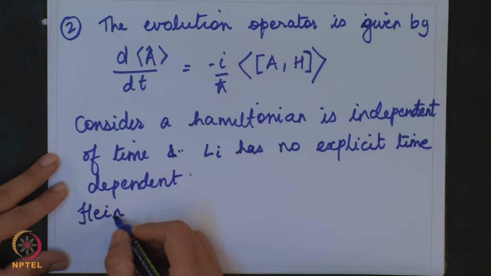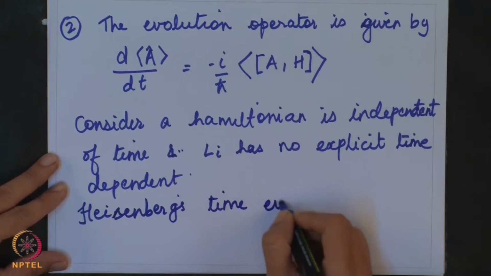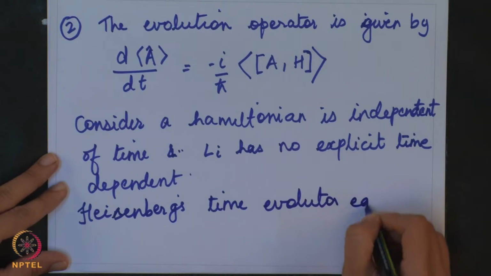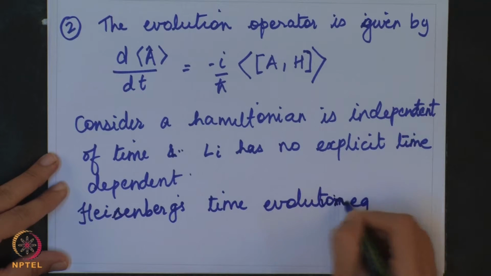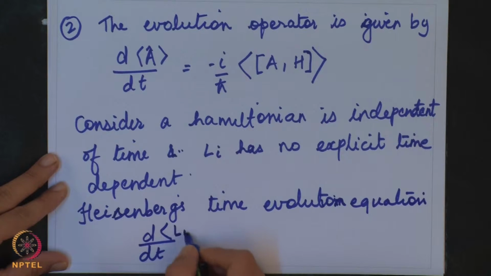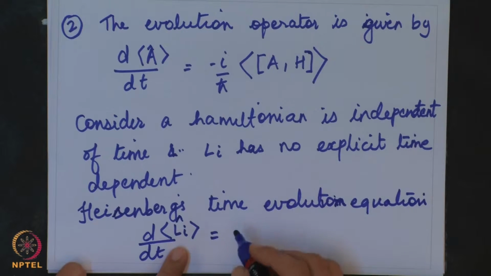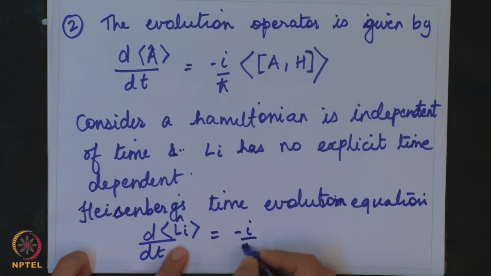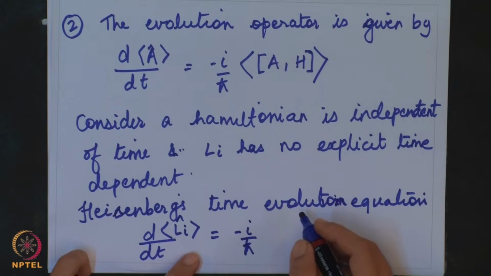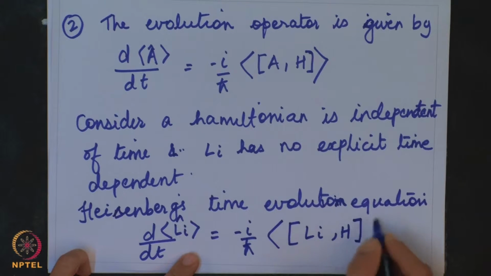So, the Heisenberg time evolution operator, or the equation, is given by this. For Li, one of the components of the angular momentum operator, I can take the value 1, 2 or 3, that is x, y or z. So this term you need to evaluate. We need to evaluate the commutator of Li with the Hamiltonian.